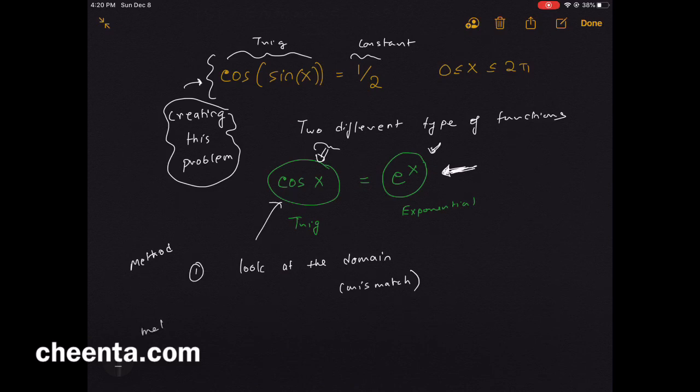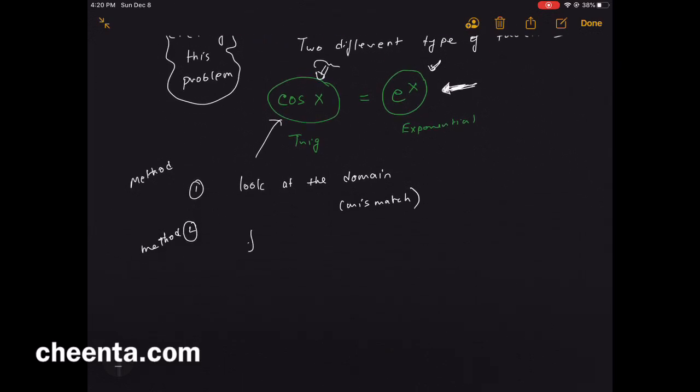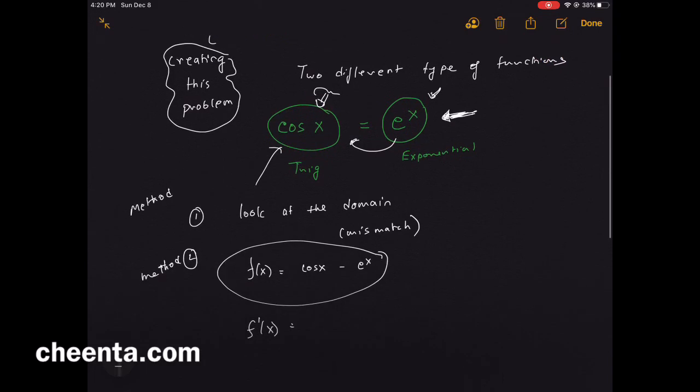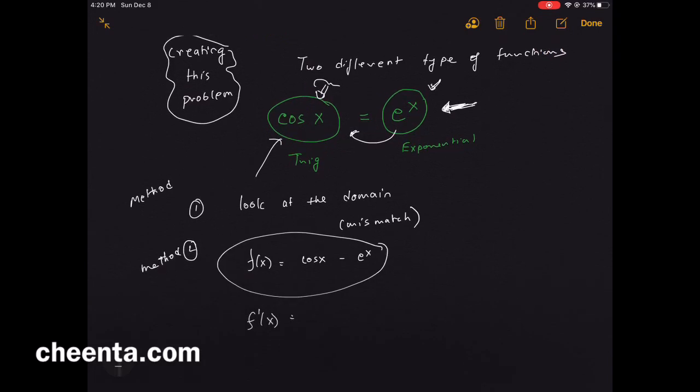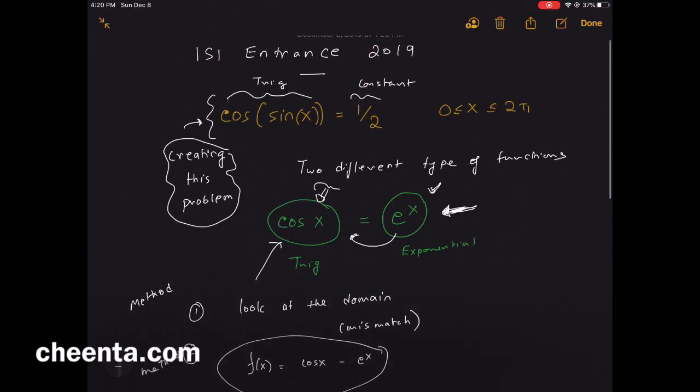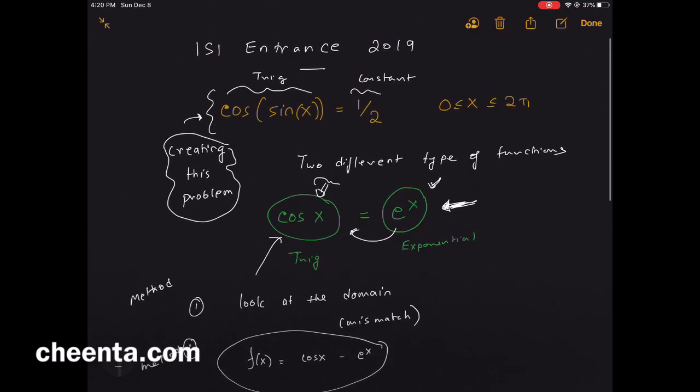The second method could be this, that you use a bit of calculus. So you create an auxiliary function. Let's say f of x equals cosine of x minus e to the power x. So bring it to this side, and you want to know whether this function is monotonic or not. So maybe you can take a derivative of it and then check the increasingness or the decreasingness of this particular function. That also helps. Whenever you get this kind of a mixed bag problem, I call it mixed function problems. These are the two standard ways of attacking them.